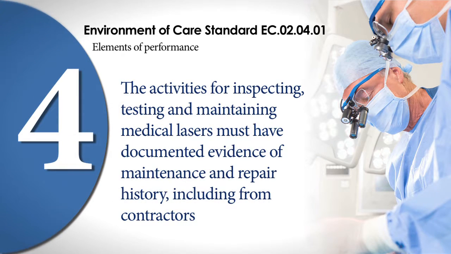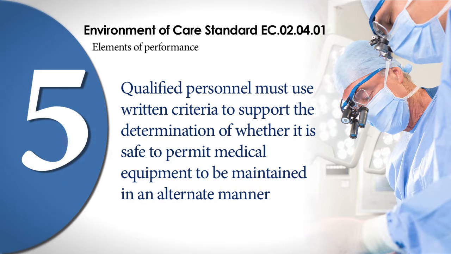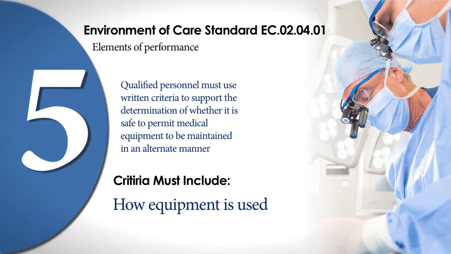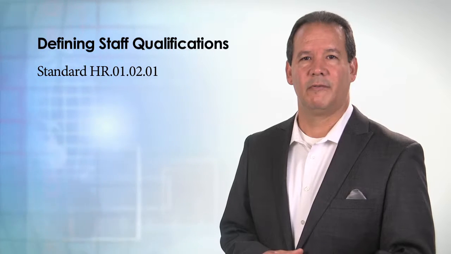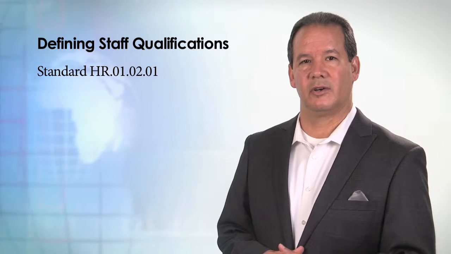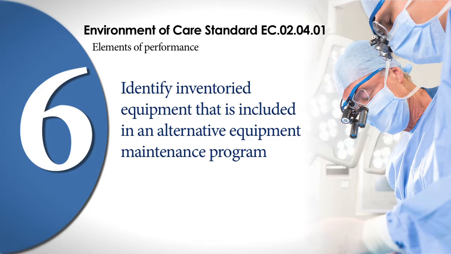Fourth, the activities for inspecting, testing, and maintaining medical lasers must have documented evidence of maintenance and repair history, including records provided by the healthcare facility's contractors. Fifth, a qualified person or persons must use written criteria to support the determination of whether it is safe to permit medical equipment to be maintained in an alternate manner. This written criteria must include how the equipment is used, the likely consequences of failure or malfunction, and maintenance requirements of the equipment. For more information on defining staff qualifications for this element of performance, refer to Standard HR.01.02.01.